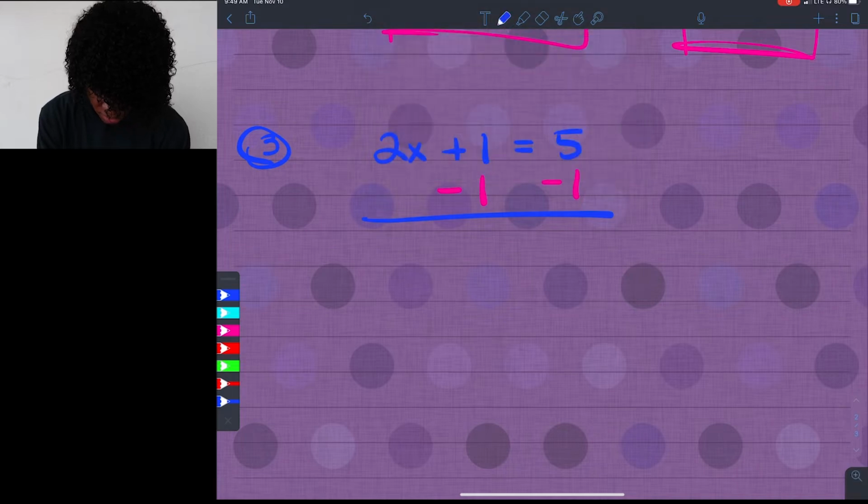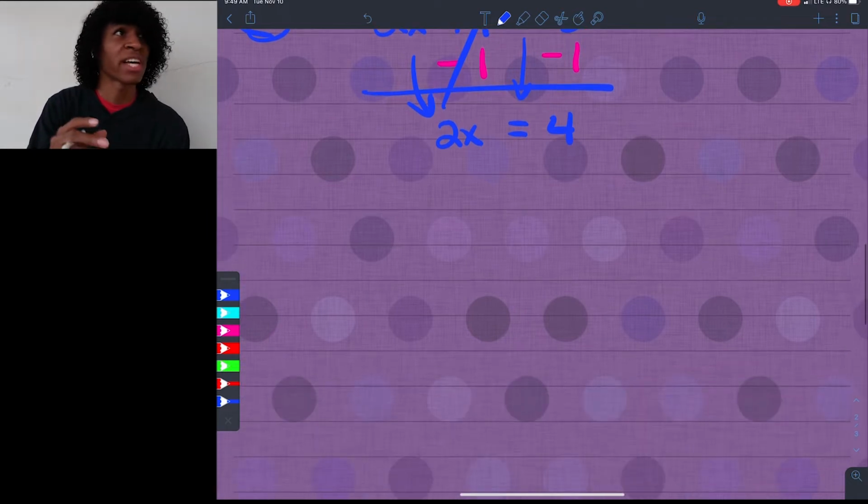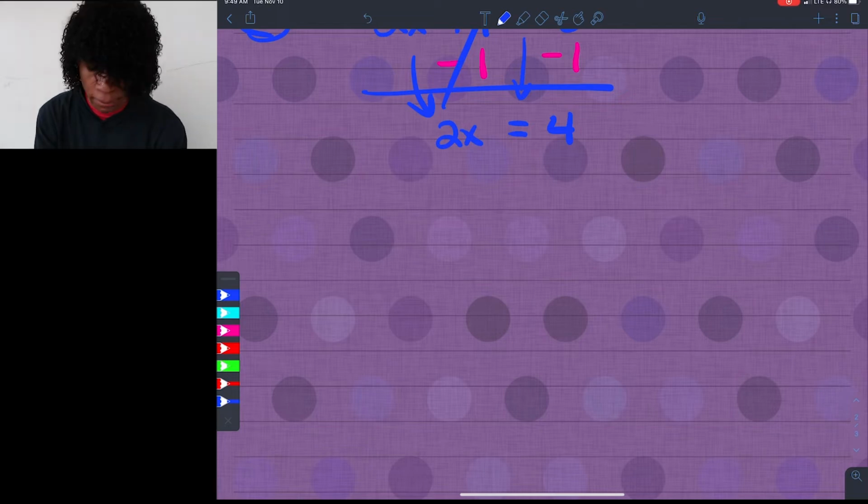Sorry, let me change colors here. These get canceled out because 1 minus 1 is 0. Bring down your 2x. Bring down your equal sign. 5 minus 1 is, right, 4, okay? And if this is ever moving too fast and you want to work it out, just pause it in between steps, okay? But 2x equals 4.